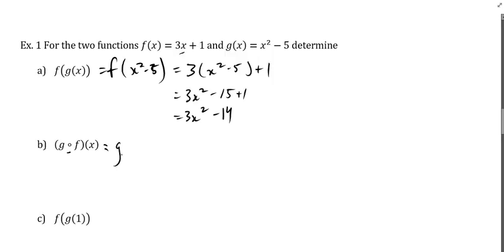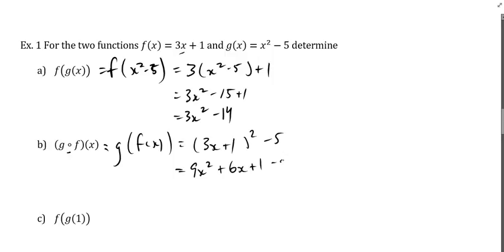Okay, so this is the same thing. This notation means g(f(x)), which is g(3x plus 1). So I take my x squared minus 5, and I put the function f in there. So (3x plus 1) all squared is 9x squared plus 6x plus 1 minus 5. We get 9x squared plus 6x minus 4.